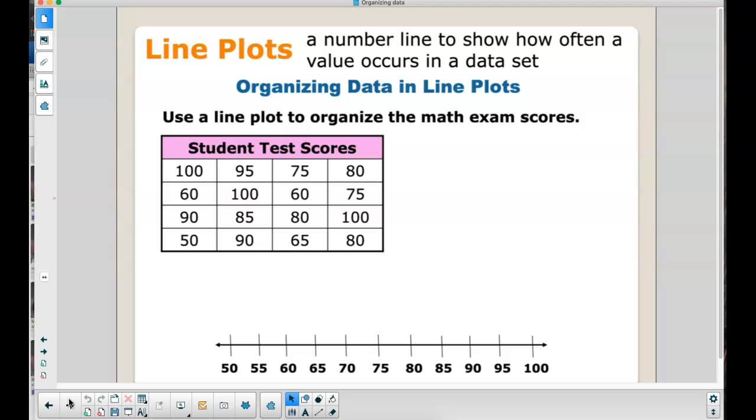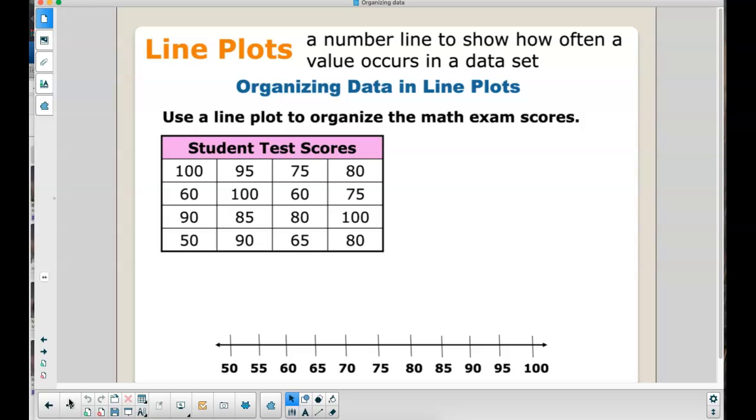A line plot is just a number line to show how often a value occurs in the data set, okay? It's super important we know how to organize data. If you're reading the newspaper or a magazine or anything that has some data in it, they're not just going to give you a list of data. Why not? What would you do if you just see a whole bunch of numbers in a list? I know what I would do. What would you do? Samantha? Not pay attention. How many of you would just skip that part?